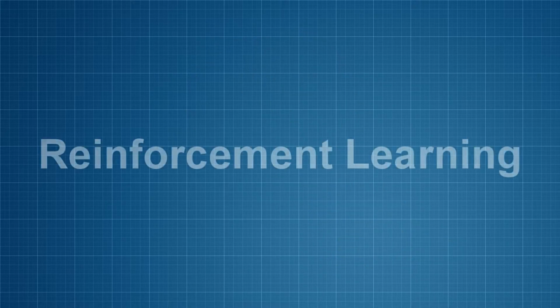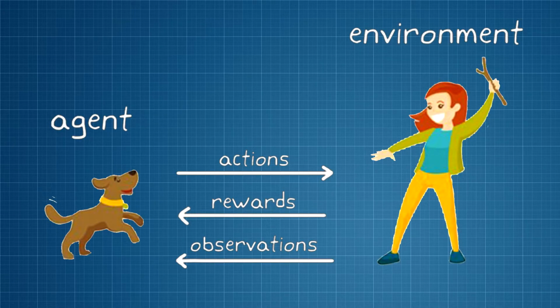But how will our neural networks learn? For this we will use reinforcement learning. Reinforcement learning is one way of machine learning in which Henry will learn by interacting with our environment. It's a good time to meet it.